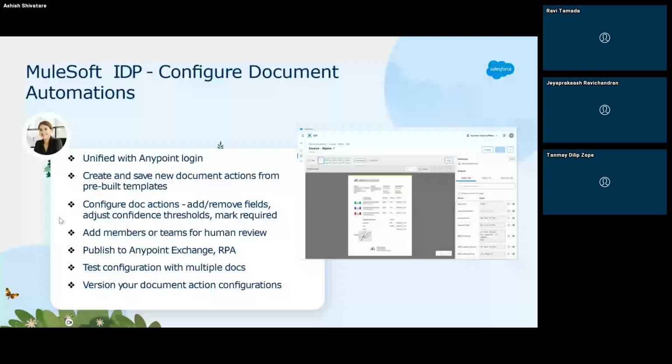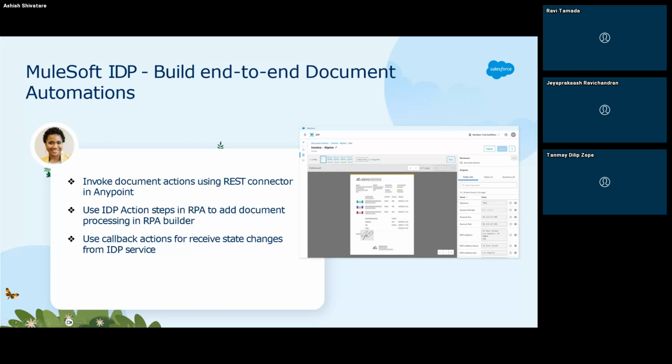A connector is also available to get actions. Two sets of actions are available. One is the post action, wherein you post the document, along with the number of documents, to the pre-built connector, and you have the callback action once it has been processed. So it's an asynchronous activity.